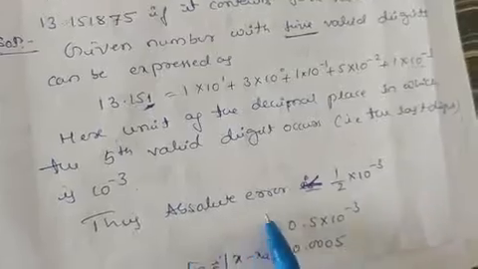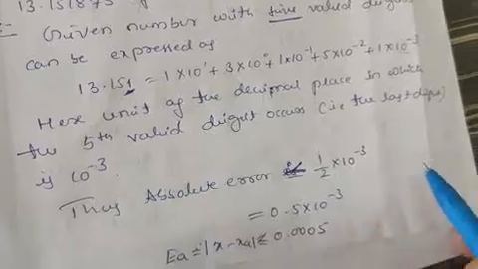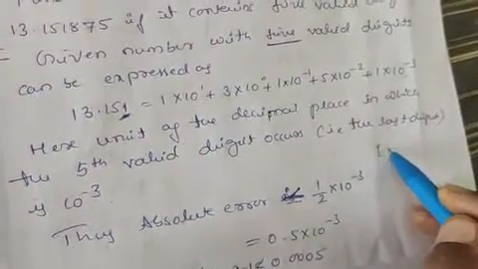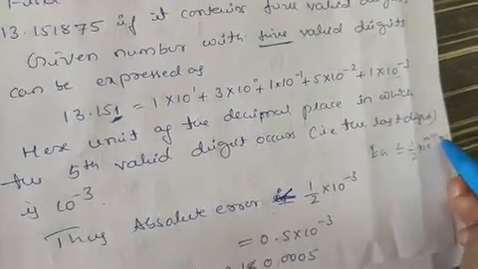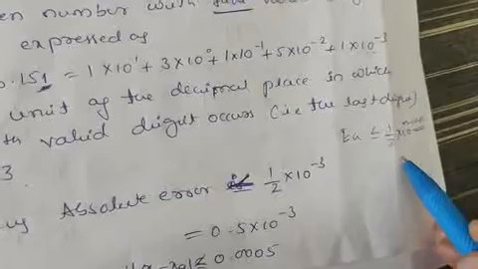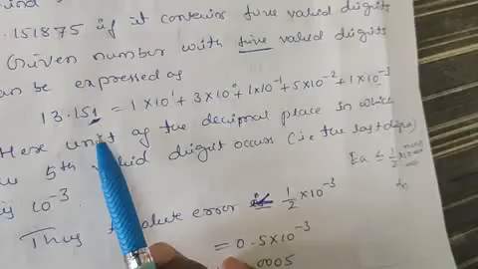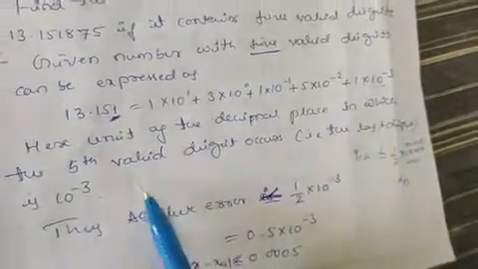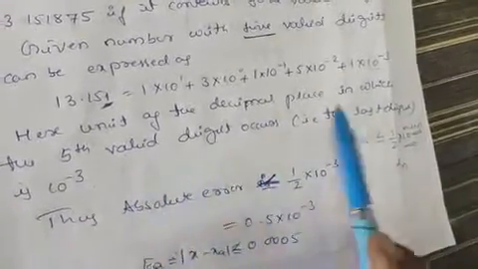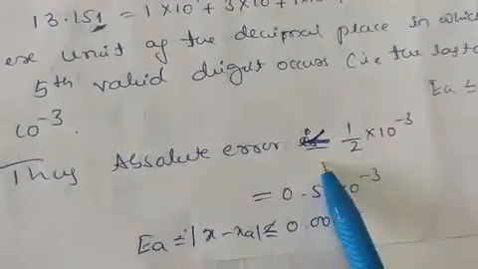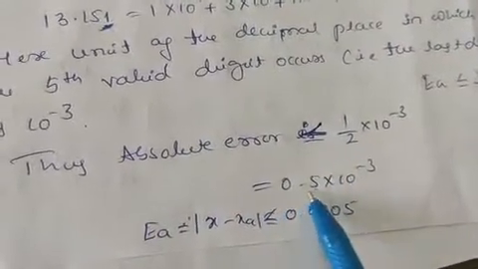Thus the absolute error is less than or equal to 1 by 2 into 10 raised to, as we know, this you have studied in the previous case, absolute error is less than or equal to 1 by 2 into 10 raised to m minus n minus 1. This m minus n minus 1 is alpha n, which means the last digit. The last digit is the unit of the decimal place in which the fifth valid digit occurs, that is 10 raised to minus 3. So it is 1 by 2 into 10 raised to minus 3, which equals 0.5 into 10 raised to minus 3.